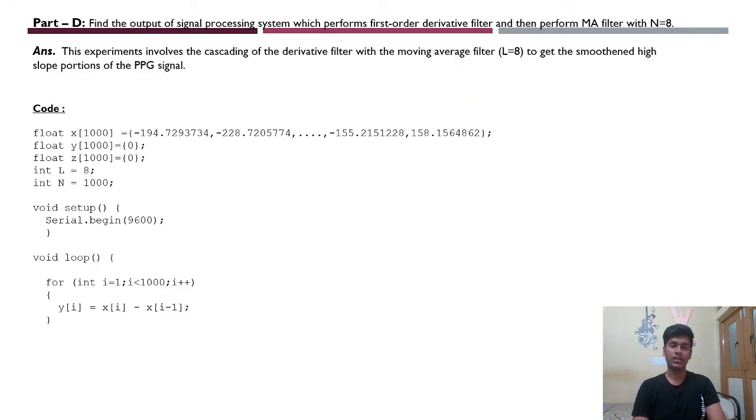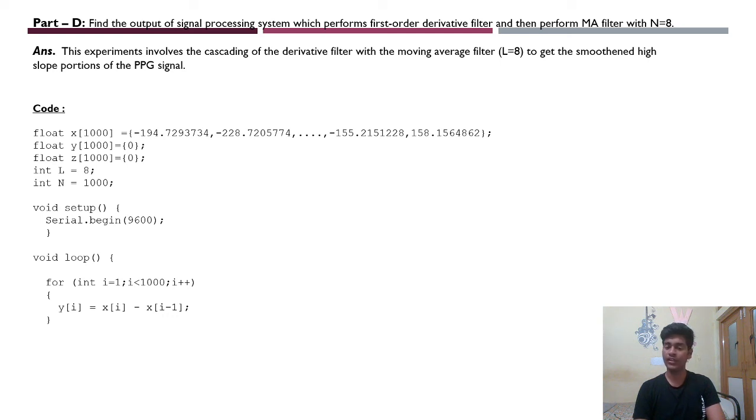And now coming to part D and the last part of our lab experiment. We have to find the output of a signal processing system which performs a first order derivative filter and then performs a moving average filter with n equal to 8. In this experiment, we just have to write the first order derivative filter code followed by the moving average filter code. Coming to the Arduino code, we initialize the input and the two outputs y and z.